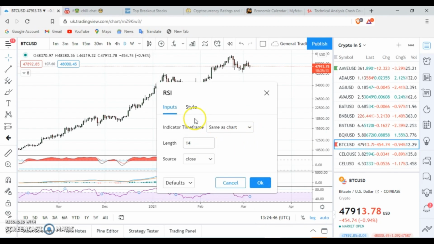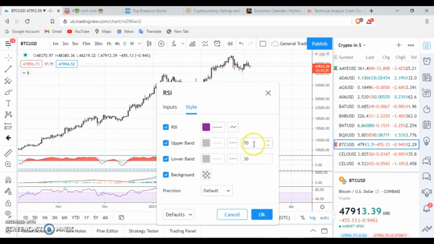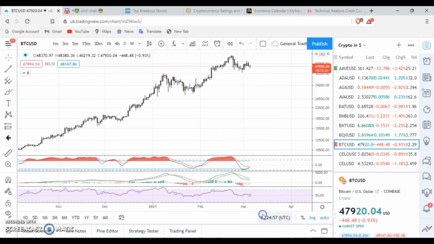You go to settings. 14 is your normal length. You could change that if you want, but I like to just have it normal, like a 14, and then you change this from 70 and 30 to 80 and 20. That's what I do anyway. So that's your RSI, right? But you see there's no divergences right now.